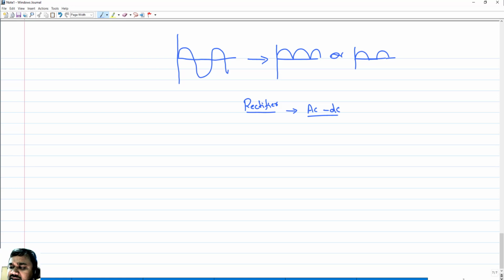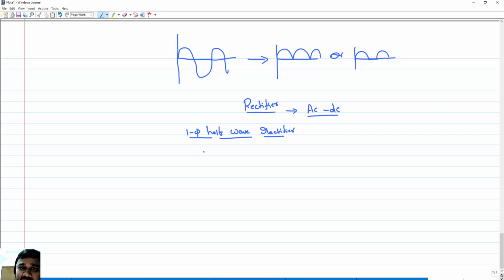Now let us take a simple example of a single phase half wave rectifier. Generally, this single phase half wave rectifier is not used in industry, but for the sake of understanding and clarity, I am discussing this point here.